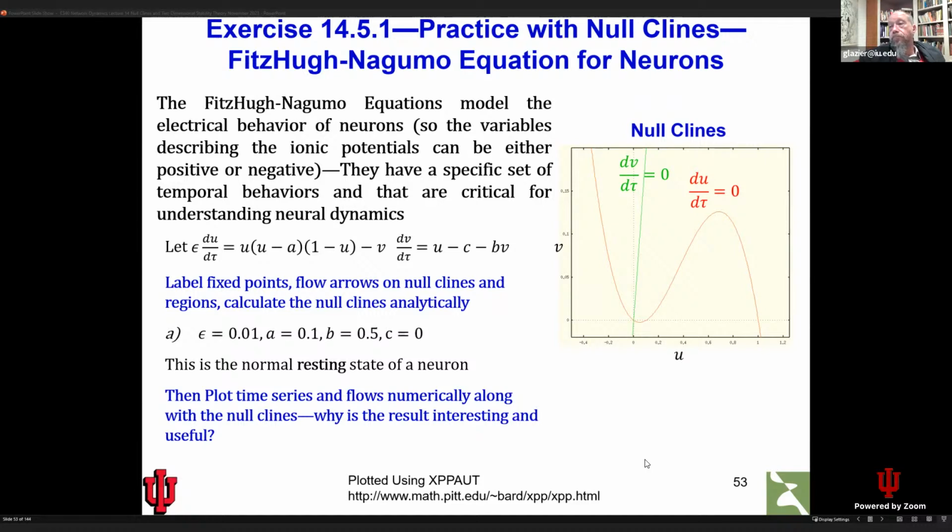All right. So why don't people try, and again, you're welcome to do this on the screen instead of on a piece of paper if you want. Why don't people try to label the fixed points and the direction of flow on the nullclines? And we're starting out with c equals 0.